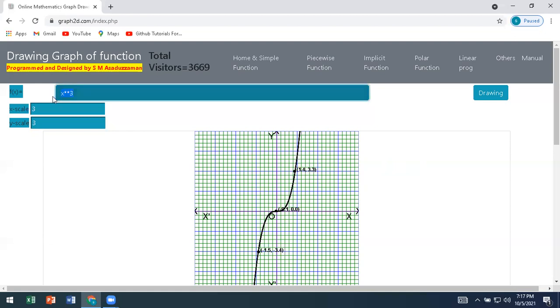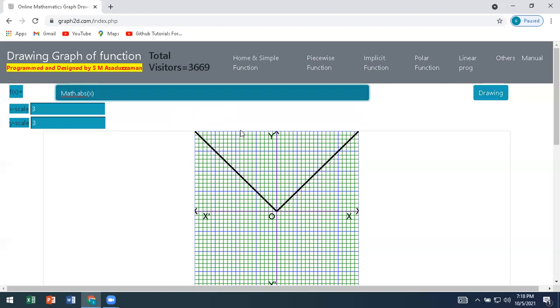Again, we draw the absolute value function. For this, type Math dot, capital letter M, Math dot abs of x. Pressing the drawing button, we get the absolute value of x.